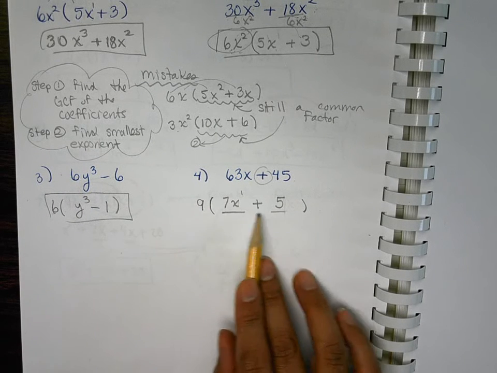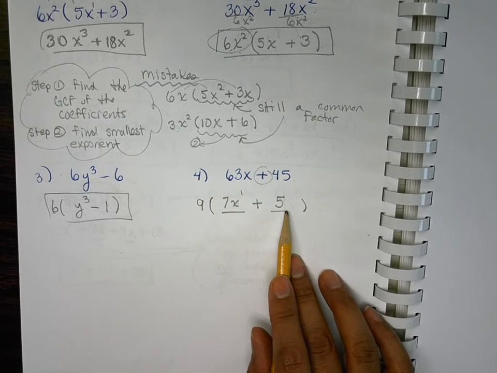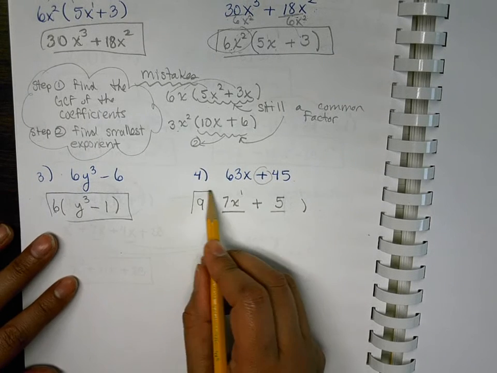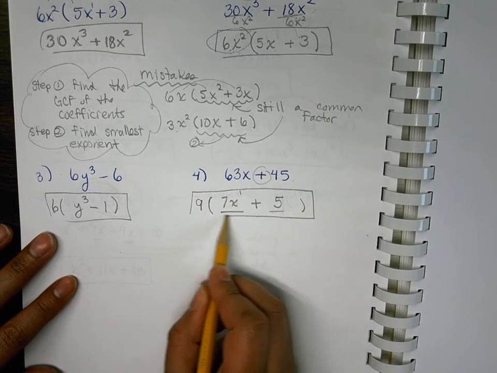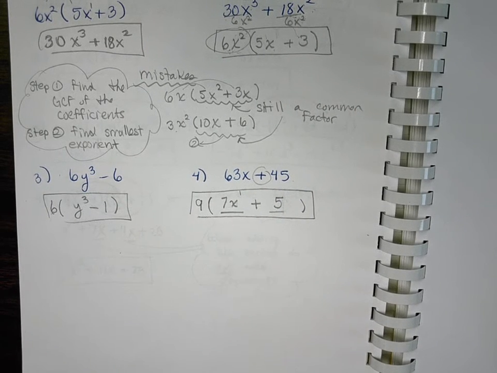Okay, what's 9 times 7x? 63. 9 times positive 5? 45. Did it work? Yes. Okay. So right now we're just learning our basic skills. We will be using factoring to solve problems in the future.